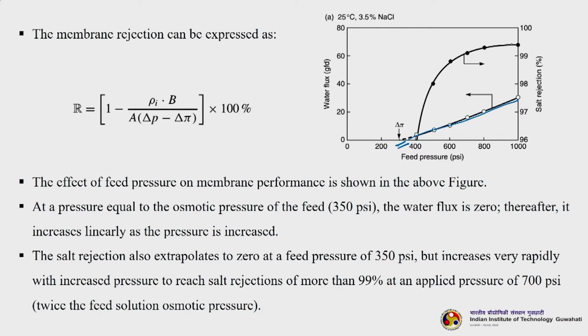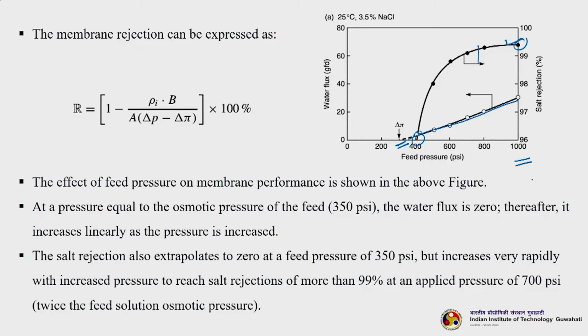The salt rejection, this is the profile of the salt rejection. You can see that the salt rejection also extrapolates to 0, it is also starting from 0 at a feed pressure of 350 psi, but increases very rapidly with increased pressure to reach a salt rejection of more than 99%. It is almost 99.5% at an applied pressure of almost 700 psi. So, this indicates that high salt rejection happens at higher pressure, almost twice the feed solution osmotic pressure.